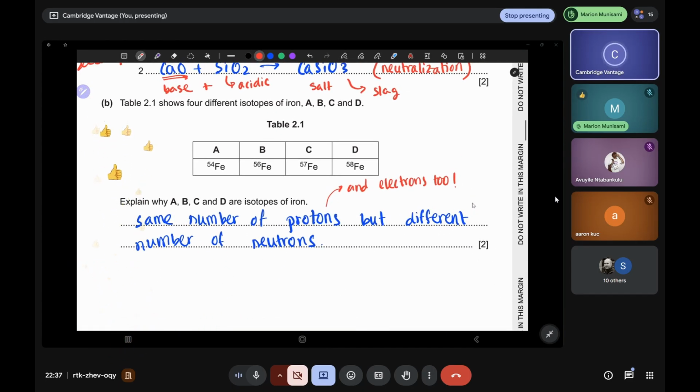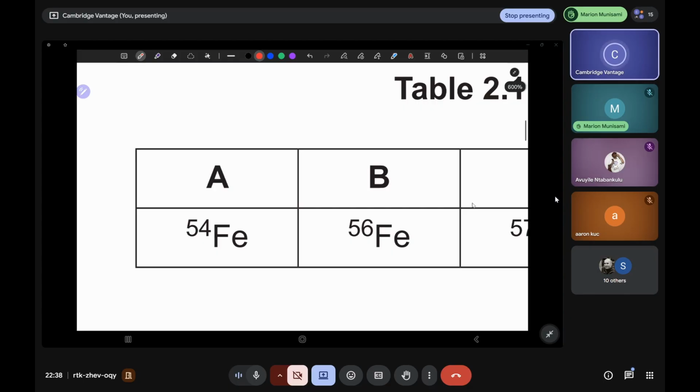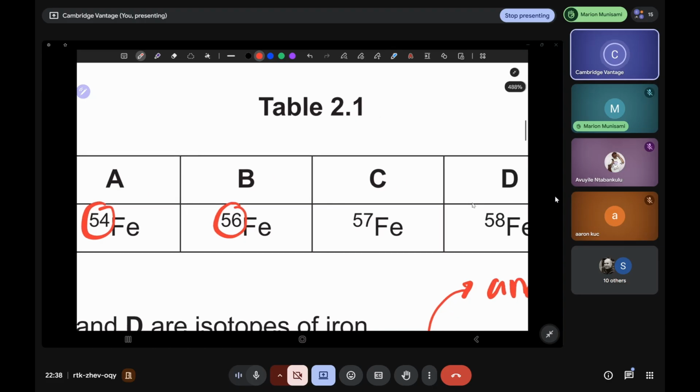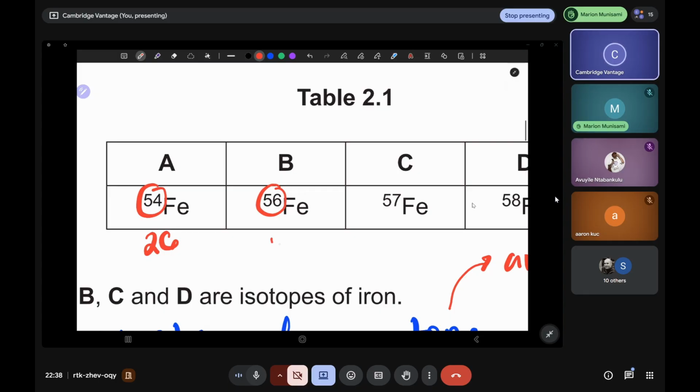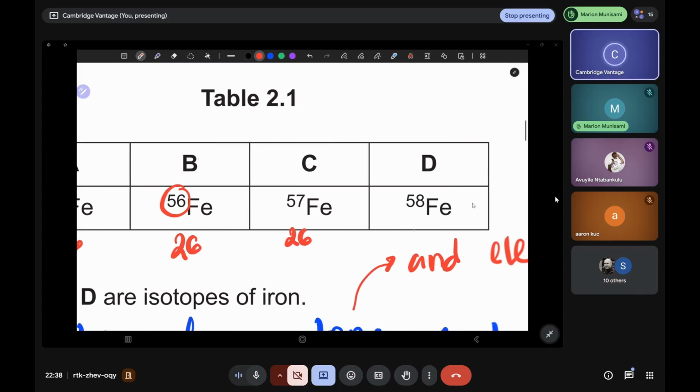Alright, and then we have this table. Table 2.1 shows 4 different isotopes of iron, A, B, C, and D. Explain why A, B, C, and D are isotopes of iron. So over here you just write down the definition of isotopes itself. You just write down that they all have the same number of protons but different number of neutrons. How do we know they have different numbers of neutrons? Because the nucleon number changes for each of them. It goes from 54 to 56 to 57 to 58, but all of them have 26 protons and electrons.